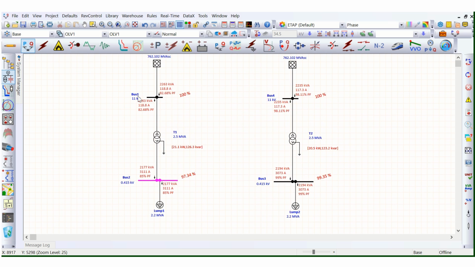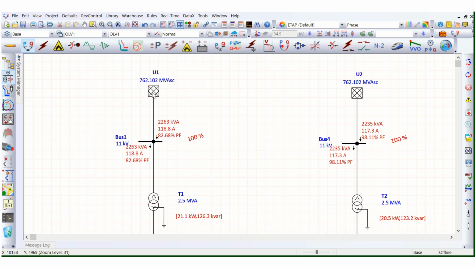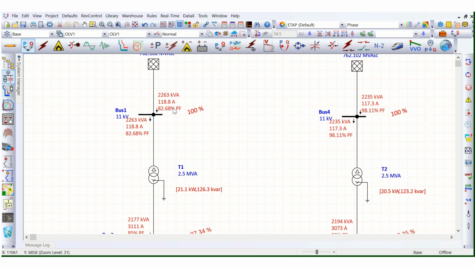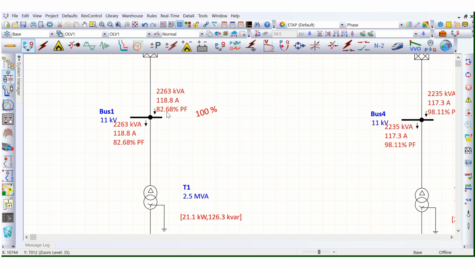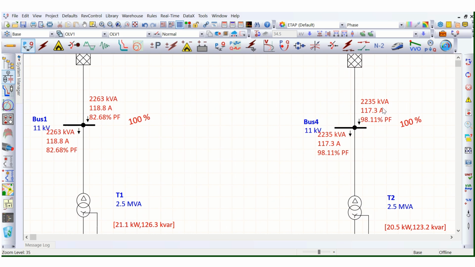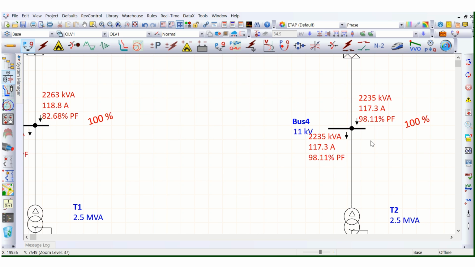This is a simple example. If we go further in detail for a complicated network or system network where the grid source is, suppose, 110 kV or 220 kV or 400 kV, in that case the scenario will be more considerable. Here you can see this power factor is less, 82.68%, here the power factor is over 90%, almost unity, 98.11%.